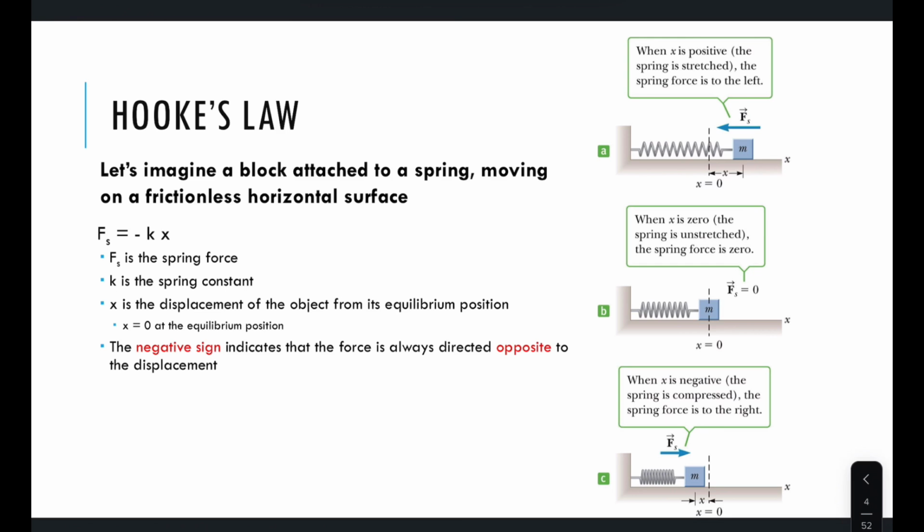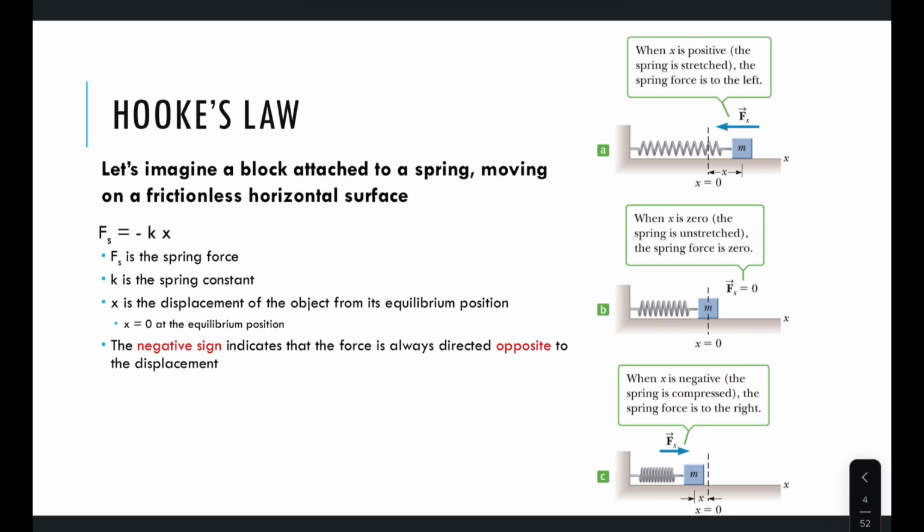So the law involved is F, or spring force, equals negative kx, where x is the displacement. It could be compression or elongation of the spring, and k is the stiffness or spring constant, also known as force constant. The restoring force, the force within the spring, is directly proportional to the displacement but in the opposite direction. That is the meaning of the negative sign here.